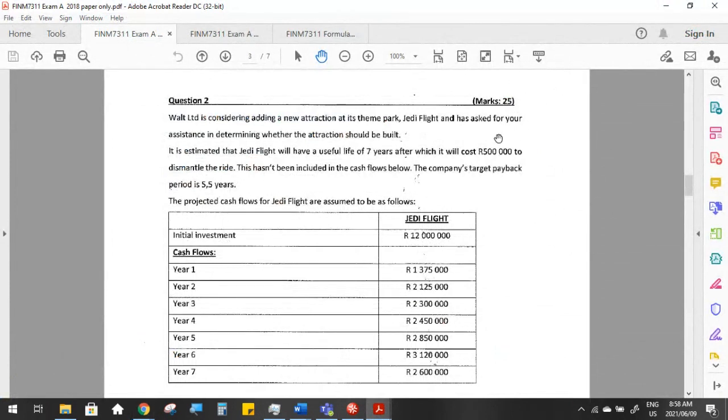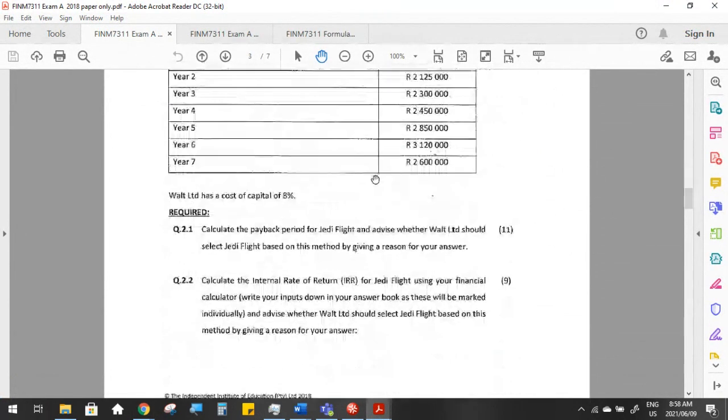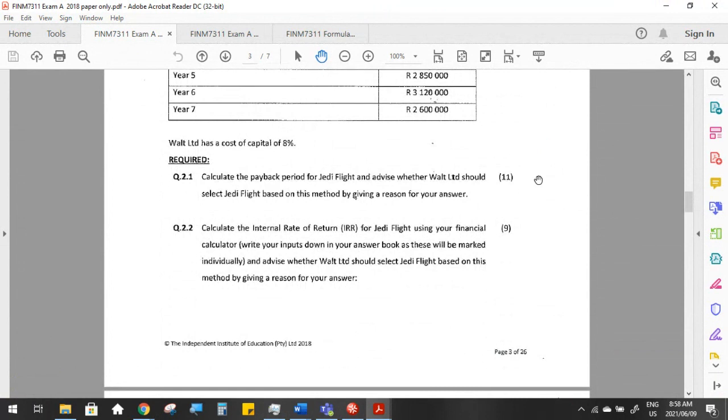So question 2 for 25 marks. Let's go and have a look at what the required is. For 11 marks, calculate the payback period. So this is also our exam chapter 6 and 7. For Jedi Flight, and advise whether Walt Limited should select Jedi Flight based on this method by giving a reason for your answer. So again, for these 11 marks, you've got to do 2 different things.